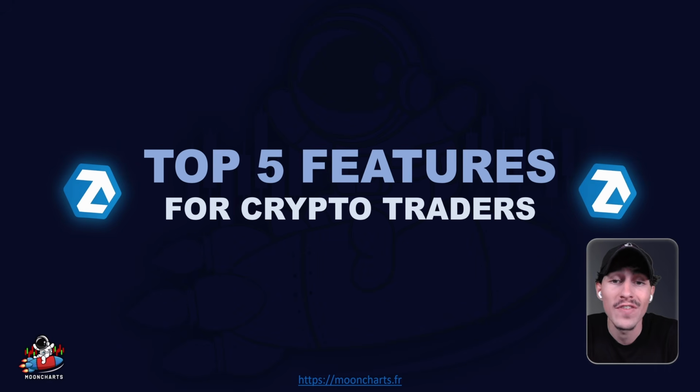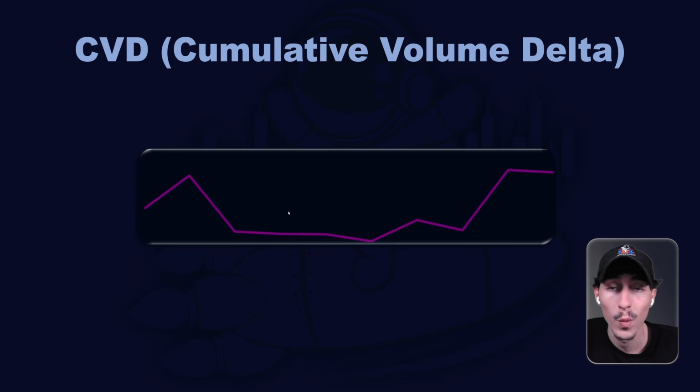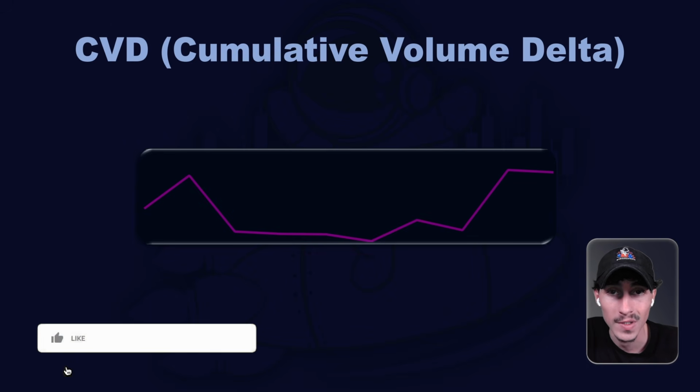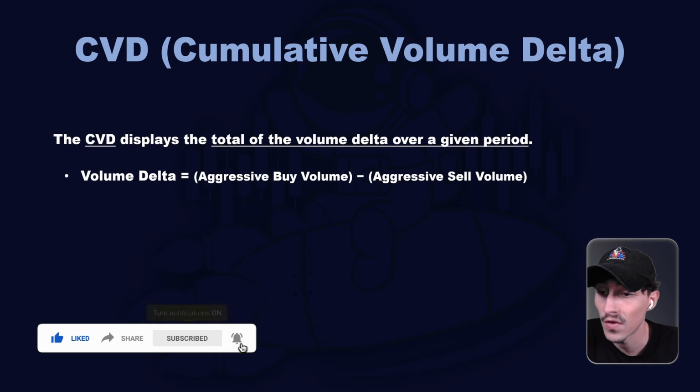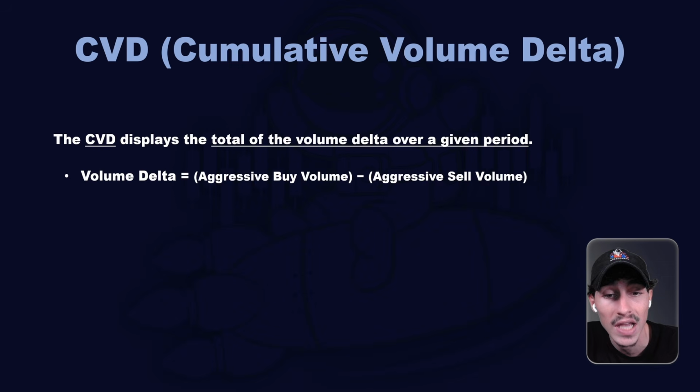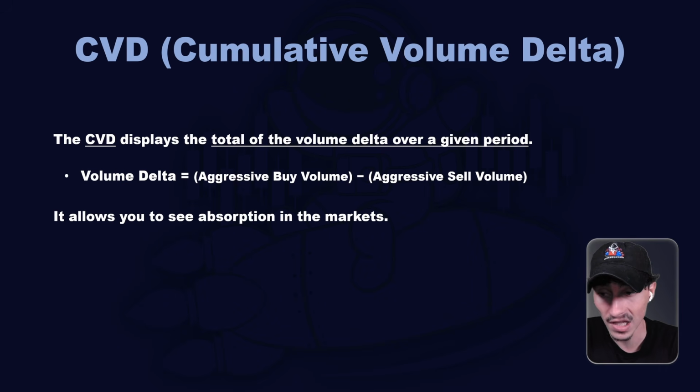Here are the top 5 ATAS features every crypto trader should know. Let's start first of all with the CVD, or Cumulative Volume Delta. The CVD displays the total of the volume delta over a given period. The volume delta is very simply the aggressive buy minus the aggressive sell. The CVD basically allows you to see if there is absorption in the market.